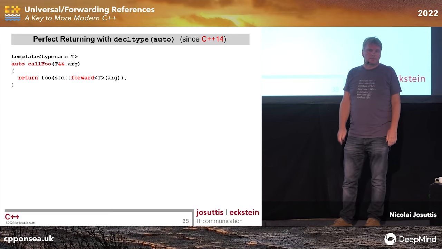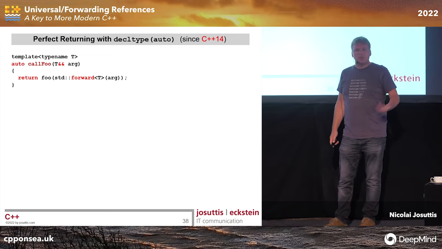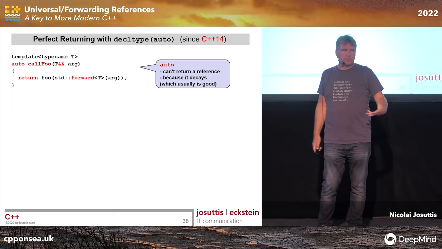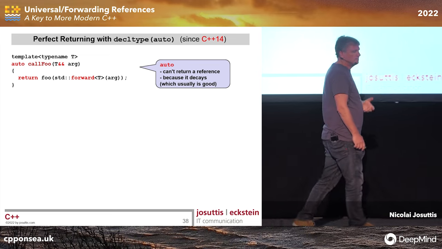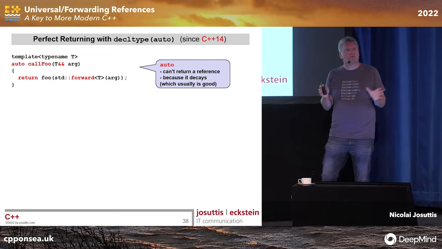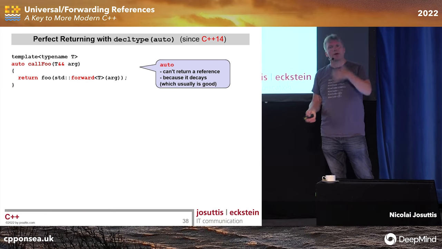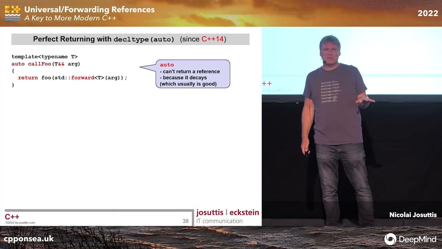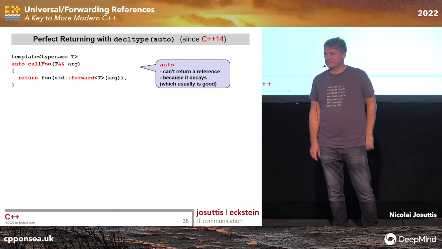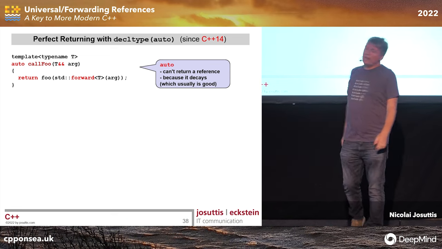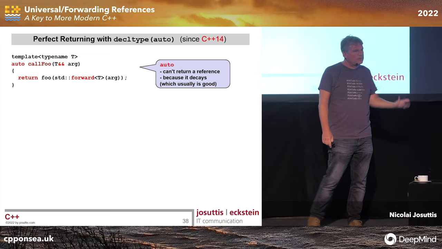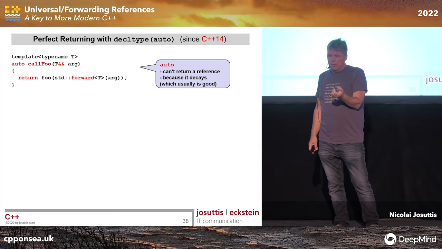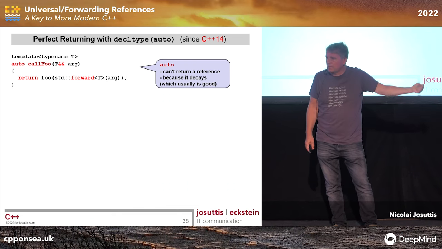Well, auto does not work, because auto returns by value. Auto decays. So whatever you return, even arrays become pointers, and it also ignores any referenceness. If you declare something with auto, you always create a new value, a new object with its own address. And the same applies if you return something. Usually that's good, by the way, because a function should better not return a reference to something inside the function. But sometimes this foo, which I call here inside, returns you something that can be used from the outside. So you want to return this by reference. And this might even be something movable, so you might return something that the caller then moves somewhere else.